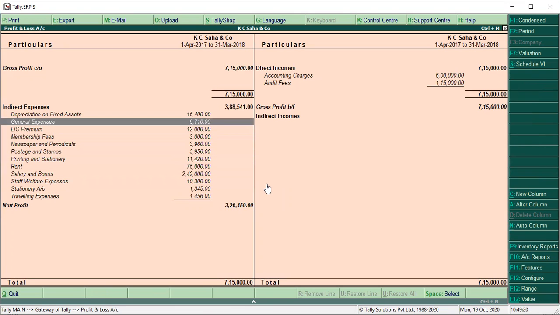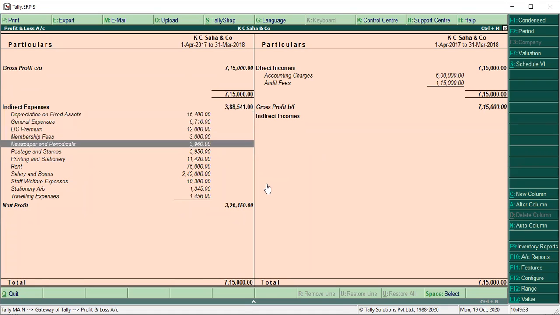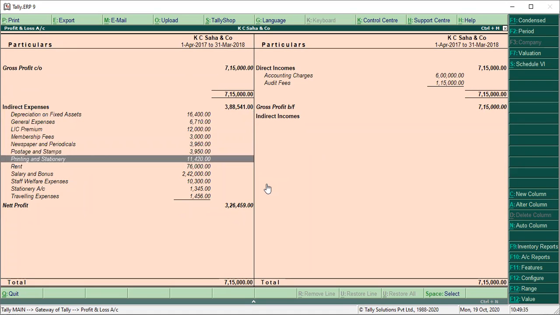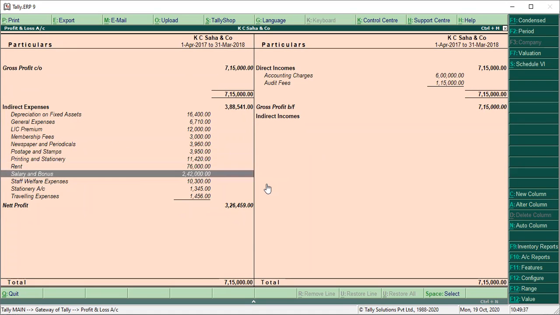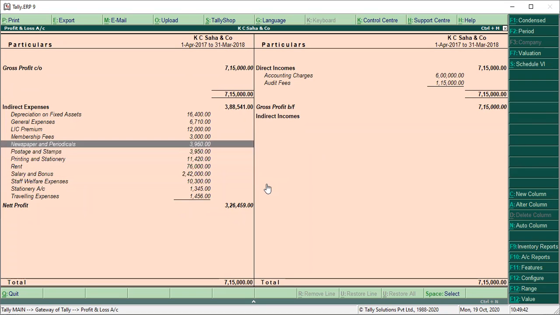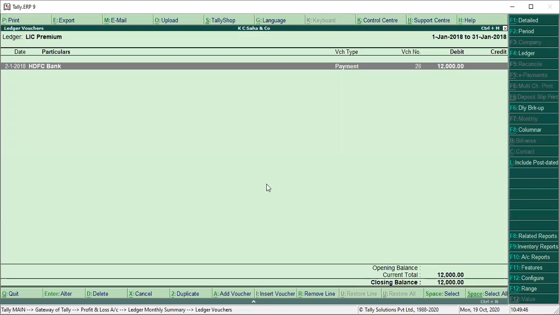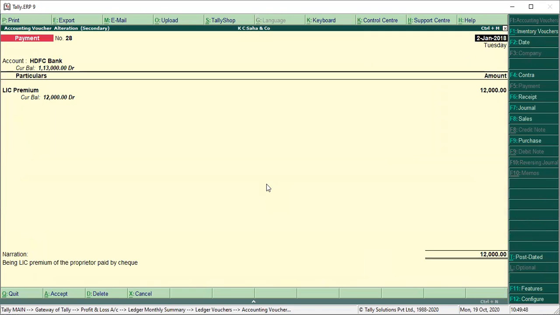Clear with everyone? So we have done with the expenses side. Depreciation on fixed asset we have done. Journal expenses we have done, because in the journal expenses they have passed the compound journal entry with a mix of postage and stamp. Printing and stationery also we have done, and staff welfare expenses we have done. Okay, so remaining we'll check one by one, that is LIC premium 12,000 rupees. Just check whether the entry is correct or wrong.